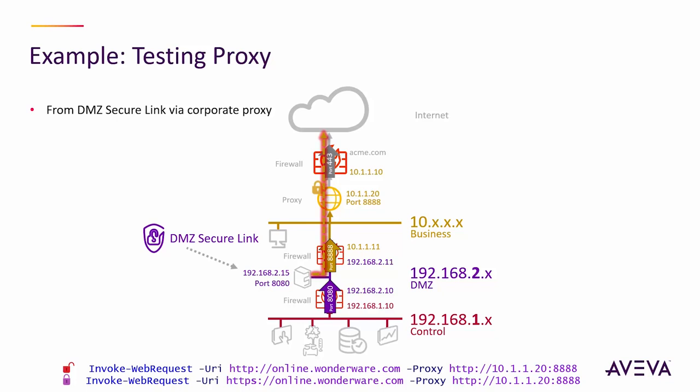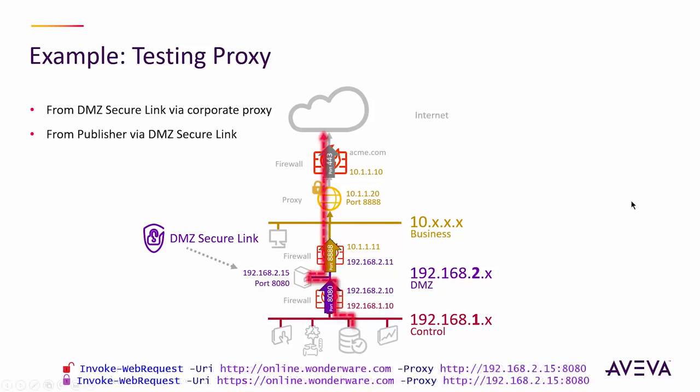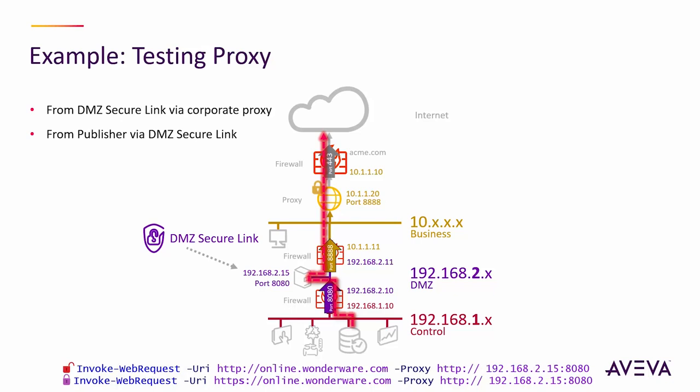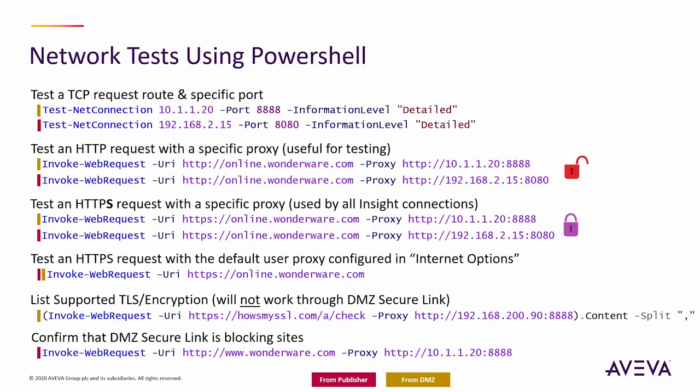One is an insecure request. This is just to eliminate the TLS encryption as a potential problem. And then the secure version, which is what actually would be used by the publisher runtime. Then do the same kind of test from the publishing node, referencing the DMZ Secure Link node as the proxy. Now, in all of these cases, we're using an explicit proxy configuration to reference the proxy that we intend. Once you get that working, you want to make sure that the operating system default and user proxy settings are consistent with that. And here's a summary of those tests.